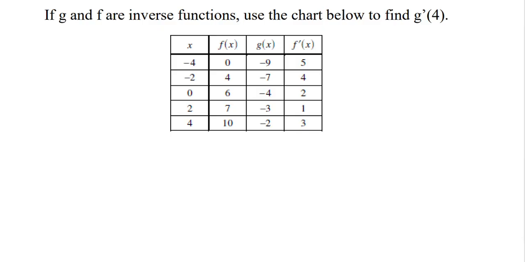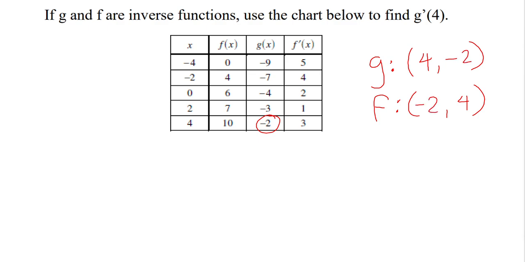For this next one, we're given a nice chart here that g and f are inverses, and we want to find g prime of 4. Well, if we want g prime of 4, that means that g contains a point 4, something, and f contains a point something, comma 4. So if we look in our chart for the value of g of x when x is 4, that's negative 2, which tells us that the value of f at negative 2 should be 4. And if we look in the chart, we can see that that is also true.